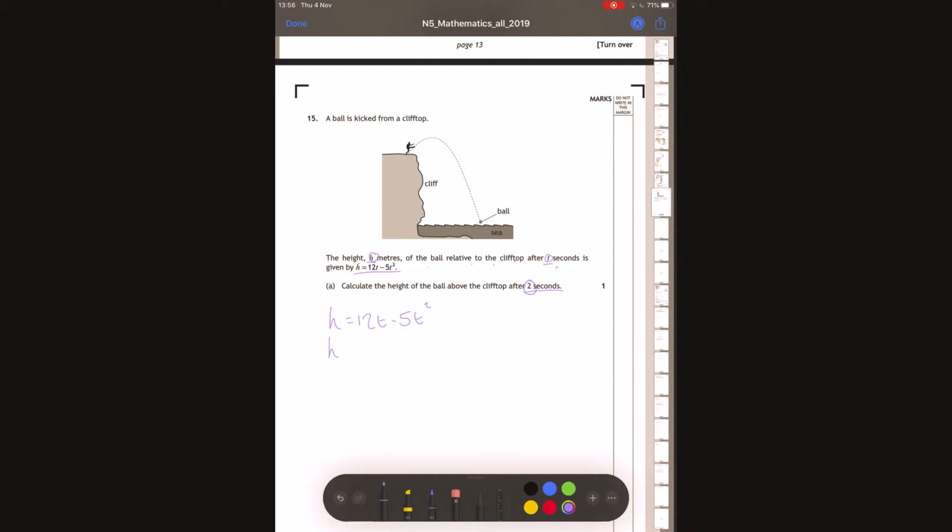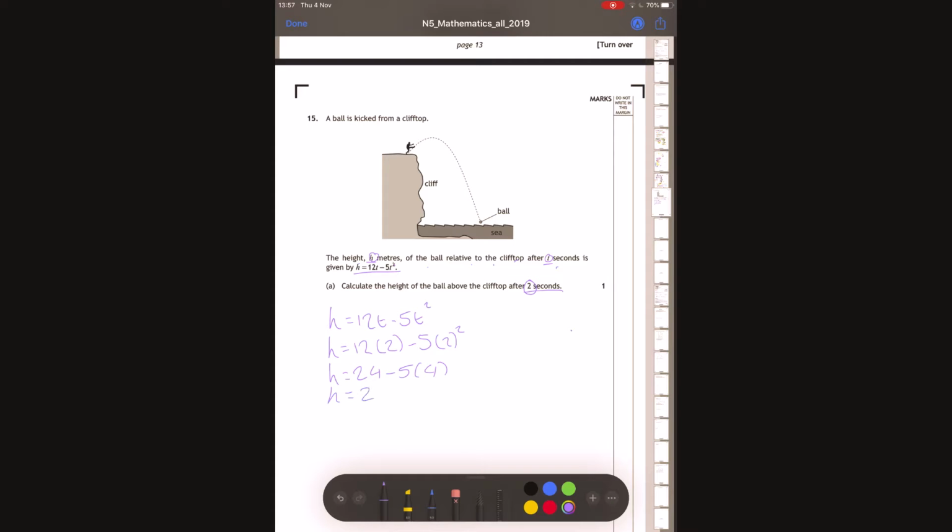So, height is equal to 12 times 2 minus 5 times 2 squared. Now, just be careful, guys. That squared does not apply to that 5. If it did, it would be written like that. But it is not being applied to that 5. So 12 times 2 is 24, minus 5 times 2 squared. Okay, so we do the squaring first, BODMAS. 2 squared is 4, so 5 times 4.